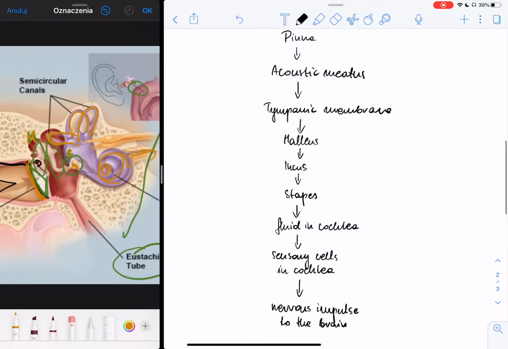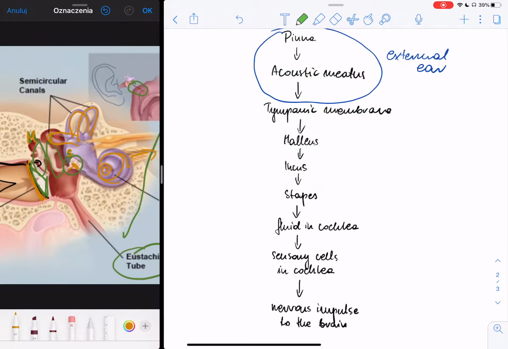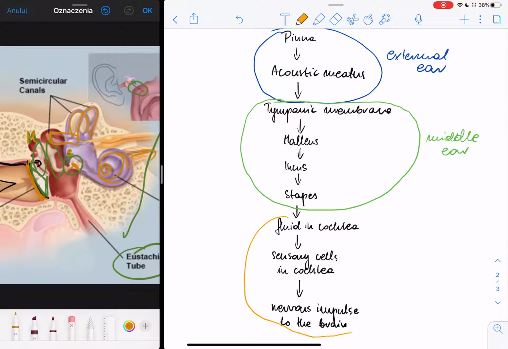And guys, it of course requires all three parts of the ear. So the first two steps are the external ear. Then we move to the middle ear. Those elements. And then we move to the last part, which is the internal ear.